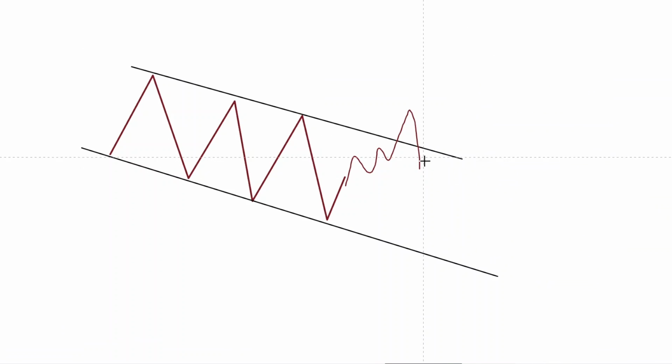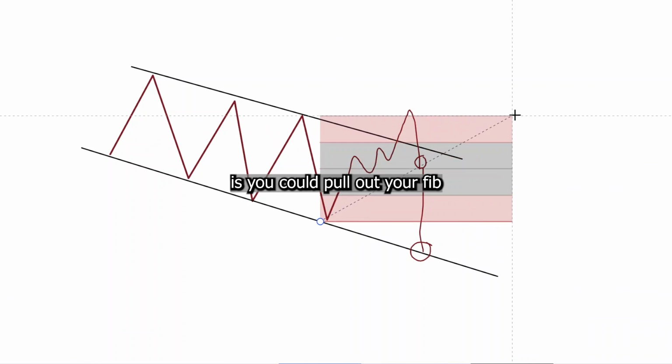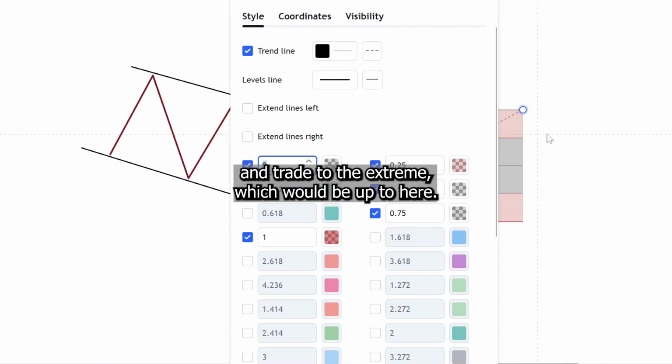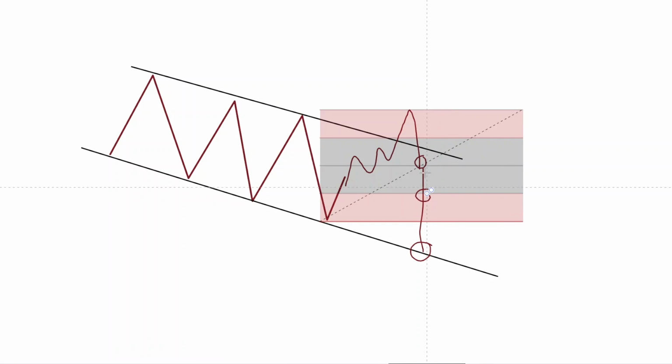From here, once price comes back inside the range, you can trade all the way from here back down to the extreme. And what you can always do is pull out your fib and trade to the extreme, which would be up to here. So you have free rein from here all the way to here, and you can even take price all the way back down to your diagonal extreme.